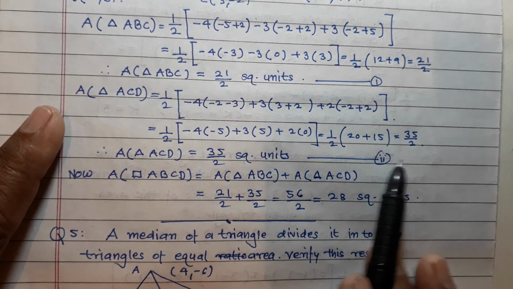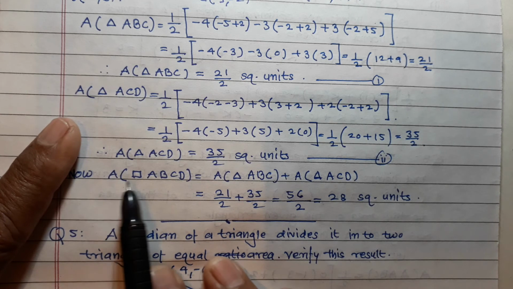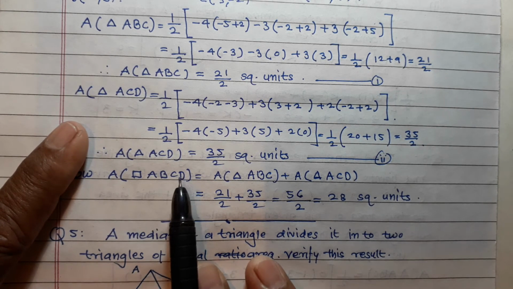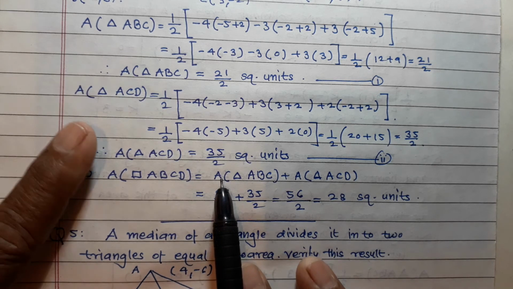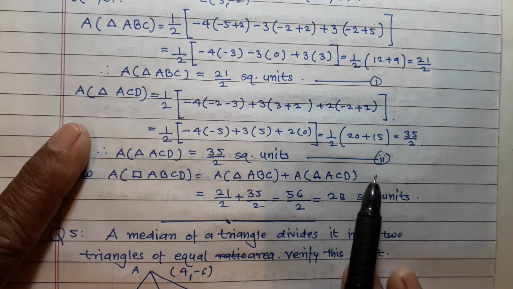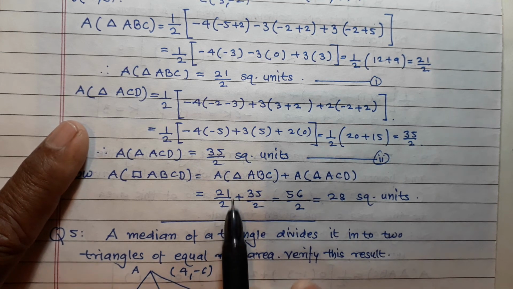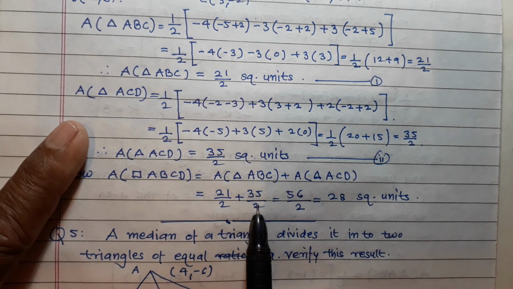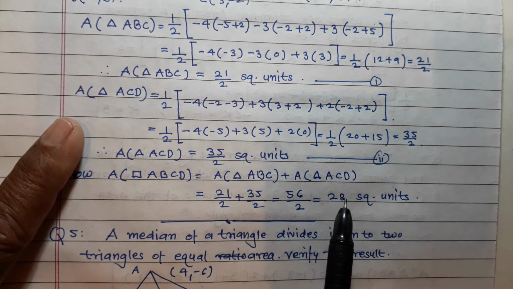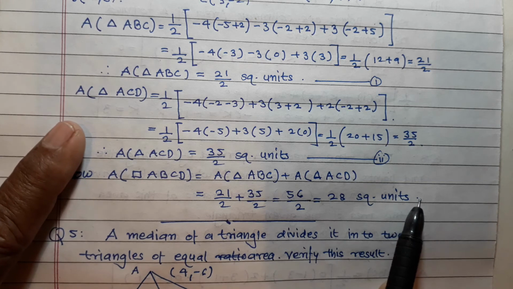Equation number 2. So now area of quadrilateral ABCD is equal to area of triangle ABC plus area of triangle ACD, which is equal to 21 upon 2 plus 35 upon 2, giving you 56 upon 2, which is equal to 28 square units. Okay.